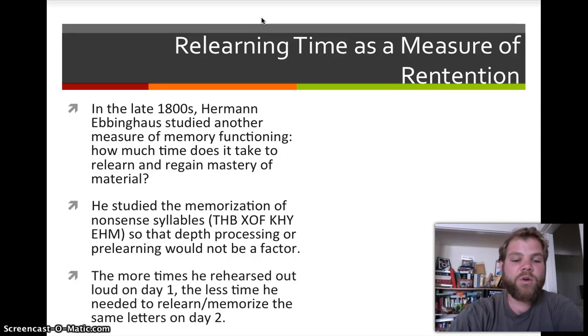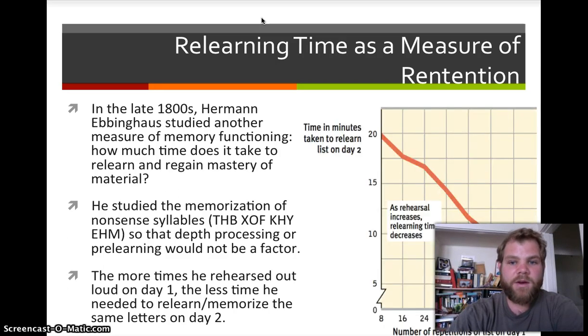He found that the more times he rehearsed out loud on day 1, the less time he needed to relearn and memorize the same letters on day 2. So there was more retention the more he rehearsed. And there you see the graph. As rehearsal increases, relearning time decreases. So the more you rehearse, the easier it is to relearn. Very simple.